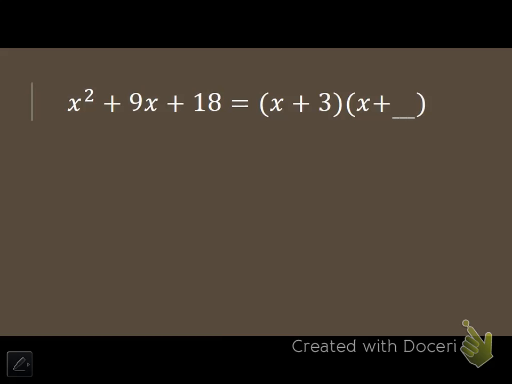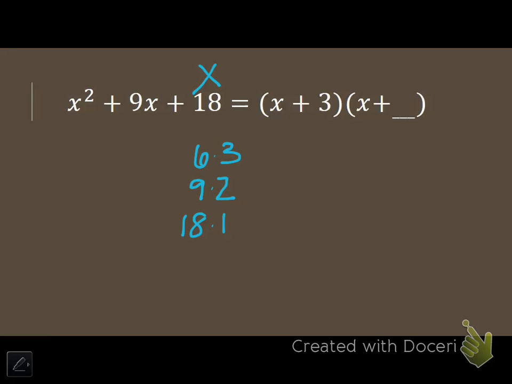So I want to think of two things that when I multiply them, I get this, but when I add them, I get this. Okay, because I'll show you what it's like to reverse it. So two things that multiply to get me 18. Well, 6 times 3, 9 times 2, 18 times 1. That's all I got.